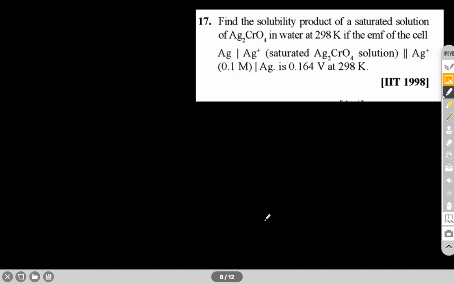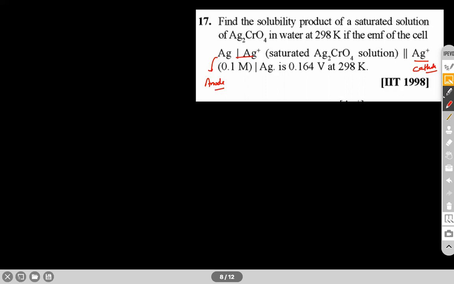Okay. The next question is, find the solubility product of a saturated solution of this in water at 298 Kelvin if the EMF of the cell is this. So this is Ag to Ag+ and this is Ag+ to Ag, correct? So this side we have the cathode and this side we have the anode.